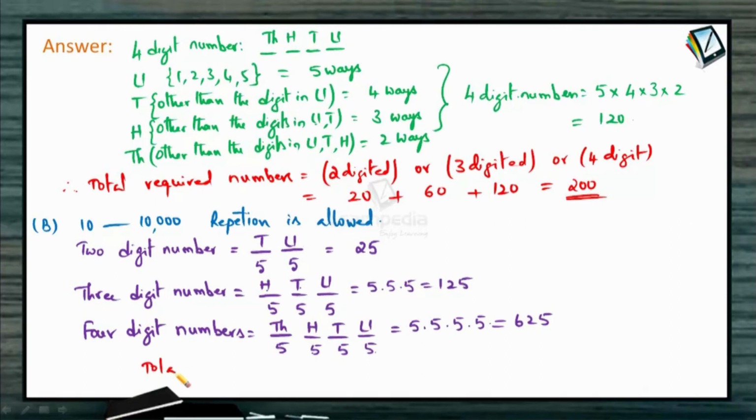Then in this case, the total required numbers are either 2-digit numbers, 25 possibilities, or 3-digit numbers, 125 possibilities, or 625 4-digit numbers. So total how many are possible now? In this case there are 775 numbers possible, which lie between 10 and 10,000 using only 1, 2, 3, 4 and 5 when repetition is allowed in them, right?